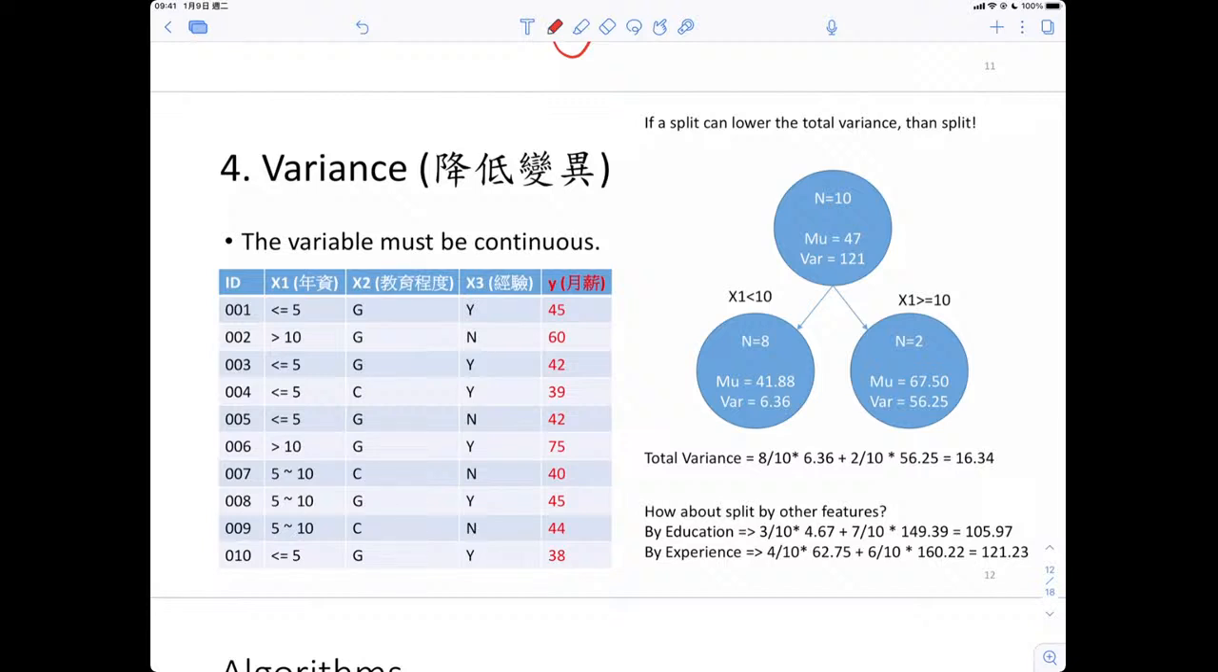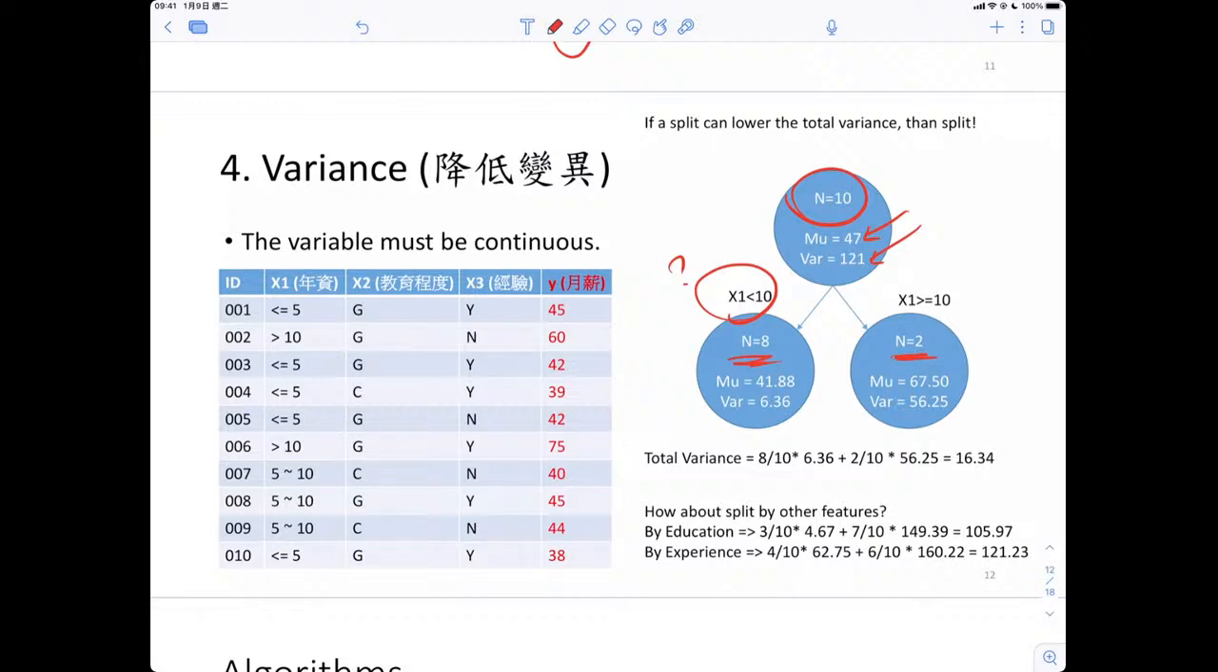Variance, which means originally, okay, for example, I have 10 data points right here, and the average is 47. The variance of this data is 121. Okay, for example, that is your height, or your weight, or some numeric data. So I would like to ask one question to partition the original 10 data points into two different data sets. For example, the question is if x1 is less than 10 or larger than 10. So I partition the data into two data sets. One has 8 data points, the other has 2 data points.